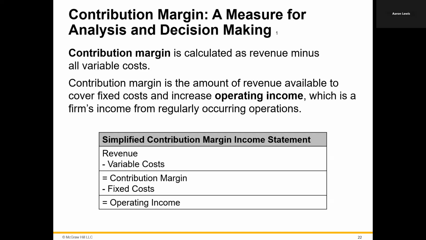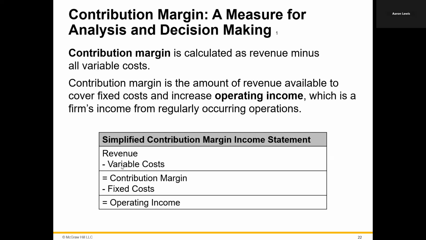Another set of formulas that cost accountants can use to make assumptions and predictions about what their potential profitability is going to be is CVP analysis. And the big thing for CVP analysis is being able to identify your contribution margin. What is it? It's the top part of this formula right down here. It is your revenue minus your variable costs.